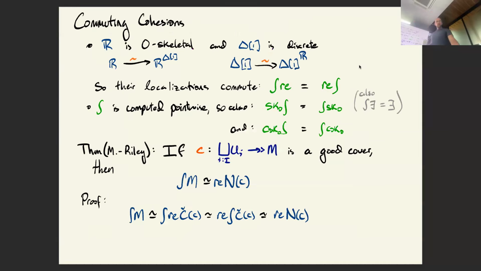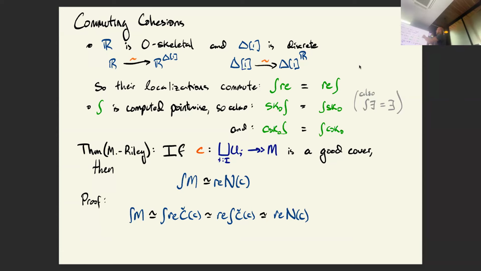Okay, so now I have to go into how these things relate, right? So we're going to finally prove the nerve theorem on this slide, by the way. So how do these different cohesions relate? Well, note that R is zero skeletal. It is simplicially discrete, right? It's a set. And delta 1 is spatially discrete. It has no paths in it. Because of this, these two cohesions are orthogonal, and they slide past each other.